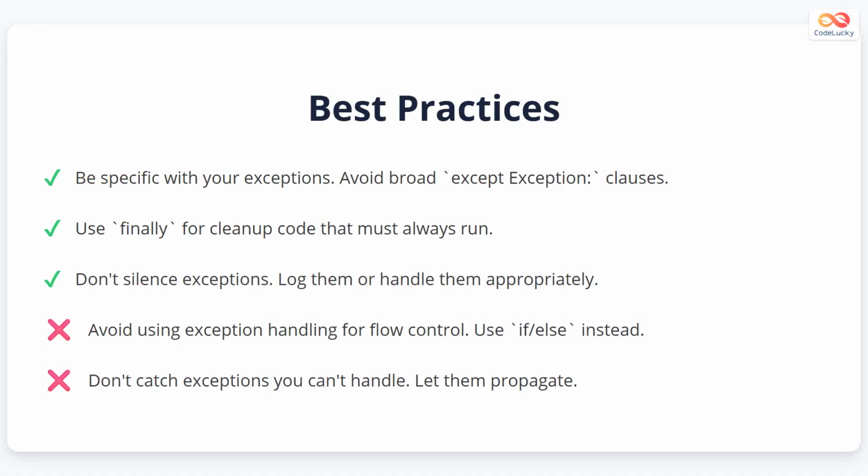To wrap things up, let's cover some best practices. First, always be as specific as possible when catching exceptions. Avoid using a general except Exception when you can catch a more specific error. Use the finally block for necessary cleanup actions. Importantly, don't just ignore exceptions, handle them by logging the error or informing the user. And remember, exception handling shouldn't be used for normal program flow control. That's what if and else statements are for.